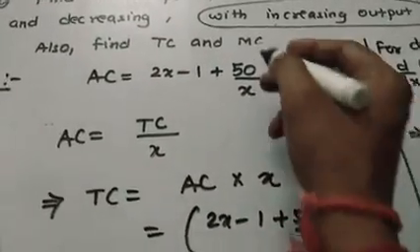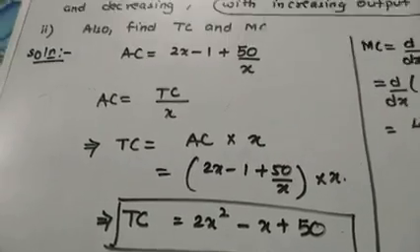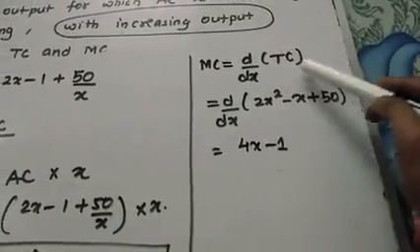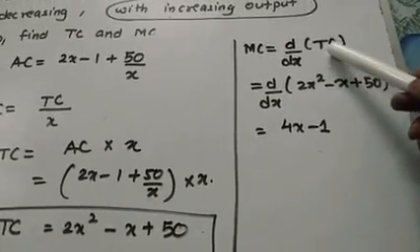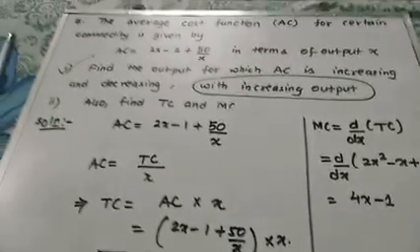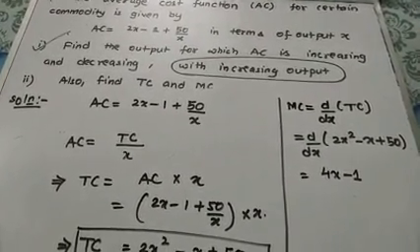Next, what we have to find? Marginal cost. So we have found the total cost. Now for finding marginal cost, we know marginal cost is d by dx of total cost, that is the derivative of total cost. After differentiating you will get 4x minus 1. So this is all about question number 7. Now let us proceed to question number 8.